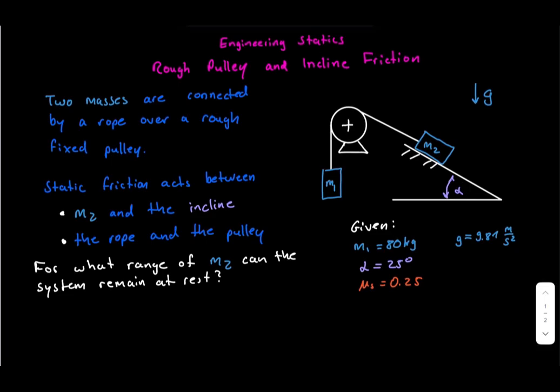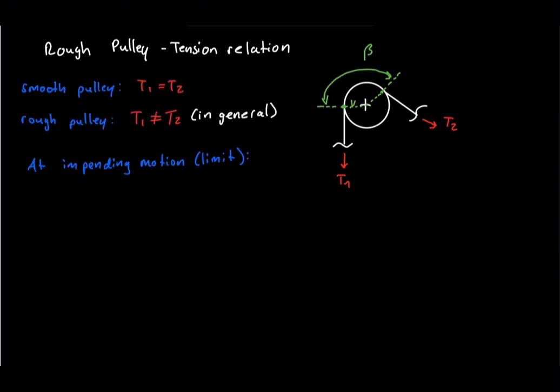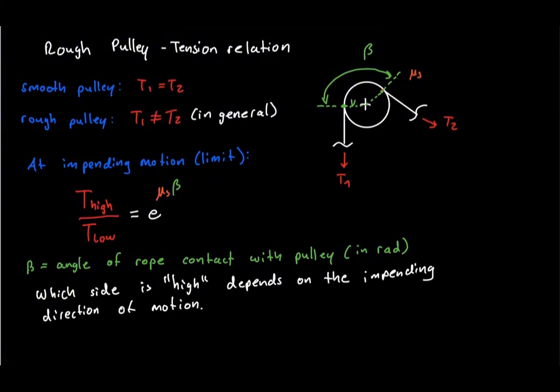The incline angle is 25 degrees, and the coefficient of static friction is 0.25. Because the pulley is rough, the tensions on the two sides of the rope are not necessarily equal. We call the tension on the hanging side T1 and the tension on the inclined side T2. At impending motion, the ratio of the high tension to the low tension is given by the Capstan relation. But before using that equation, we need the contact angle of the rope around the pulley.